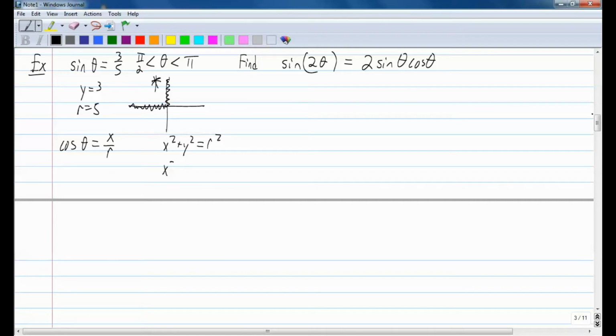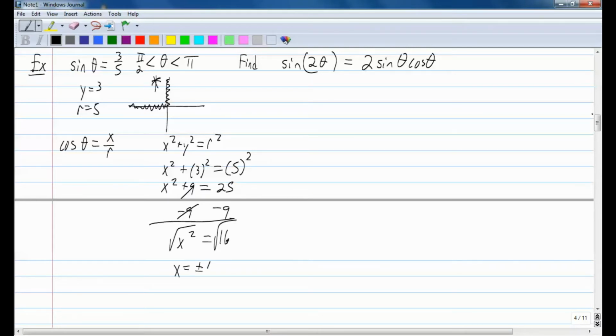Alright, so I have x squared plus 3 squared equals 5 squared, or x squared plus 9 equals 25. So x squared is equal to 16. Solve for x. x equals plus or minus 4. We're in the second quadrant, so x is going to be negative 4. Alright, so what does that mean cosine of theta is equal to? Negative 4 over 5.